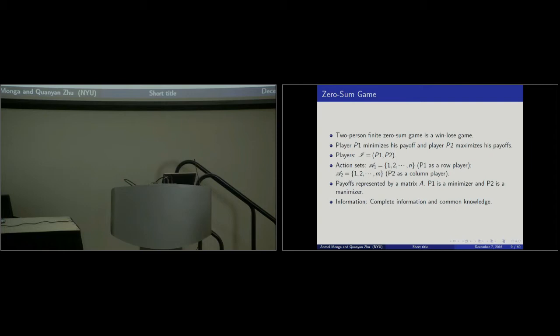And the action sets, let's say, this is also classical thinking: this is a row player and this is a column player. The row player is choosing a row, and the column player is choosing a column. And you can see that the payoffs can be represented in a matrix. And the information here is complete information. In other words, everybody knows who they are playing against, and you know the structure of this game. So everything here is common knowledge, and this is the setup that we are working on.